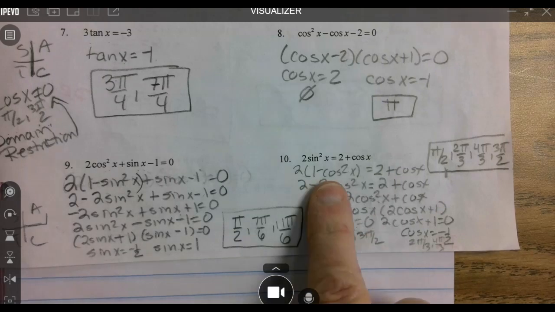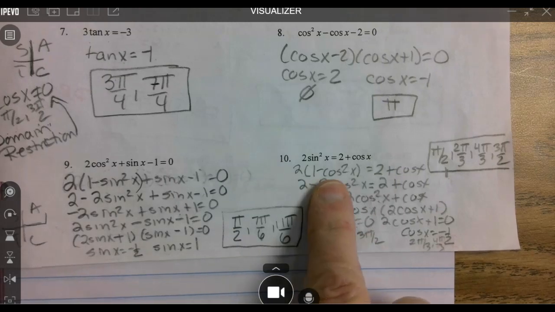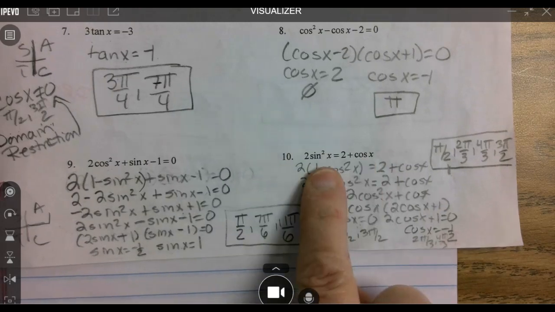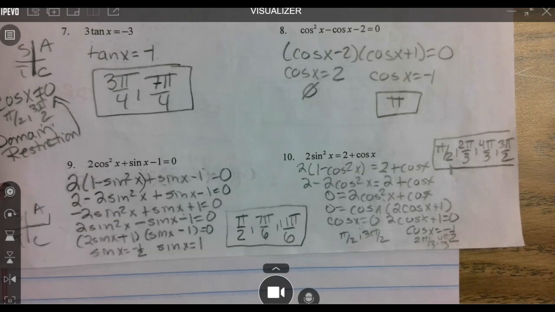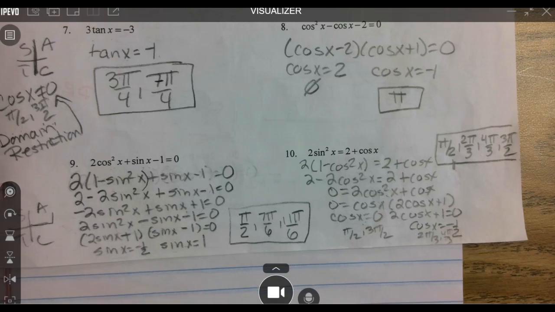Same thing here for number 10. It was easier to make the sine squared go away than try to get rid of the cosine. So like conjugate, common denominator, use the identities, you know, change things to sine and cosine. All of that stuff is still there. I'm still trying to solve. I can just now work with both sides because I'm doing a solution.